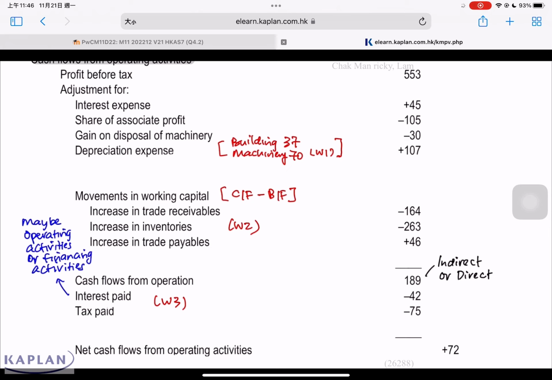But bear in mind, you must consistently apply the presentation. If last year you put under operating activity, this year must put under operating activity. If you want to change from operating activity to financing activity, this is considered a change in accounting policy. Normally you must do a retrospective adjustment. Normally you will spend half or two-thirds of time to prepare the cash flow from operating activity. Once you finish this, the rest are quite straightforward because you have all the figures.